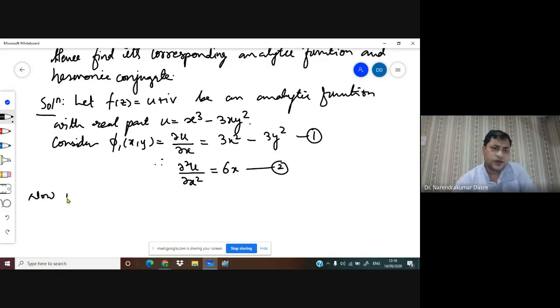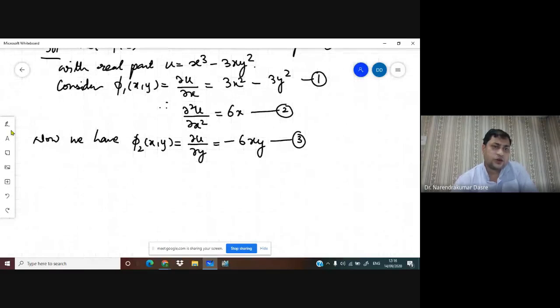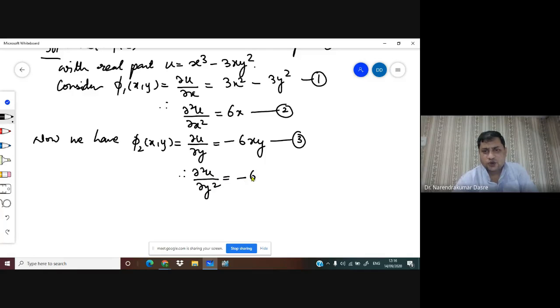And now we have the derivative with respect to y. So phi 2 of x,y is equal to del u by del y. The derivative of the first term is going to be 0 because we don't have any y there, and here I'll be having minus 6xy. This is equation 3. Now I need the second order derivative with respect to y. So I have del square u by del y square, and this is going to be minus 6x. Let it be equation 4.